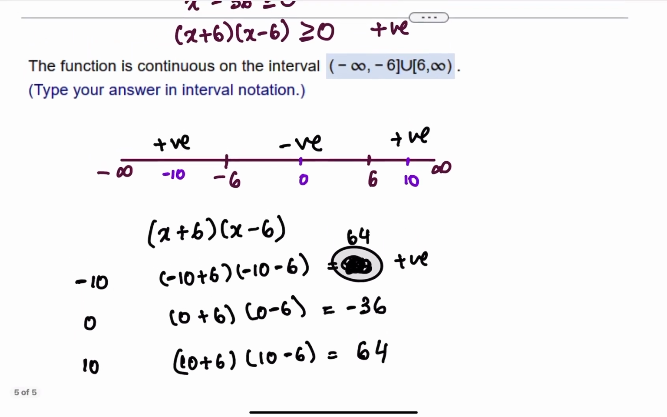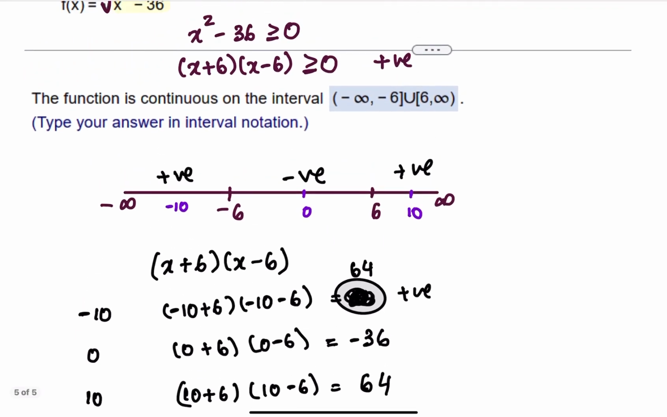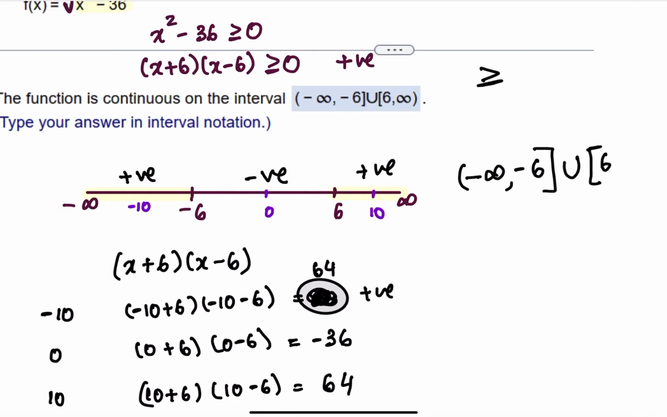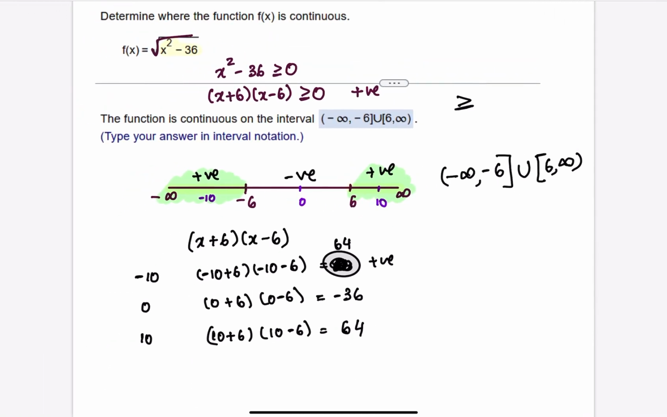Now what I know is, remember I'm looking for greater than. So this is positive and this is positive. And what are they? That is negative infinity to negative 6. Now should I put a bracket or a parenthesis? It's a bracket because it's greater than or equal to. Bracket, or 6 to infinity. Remember the areas that you are looking for are these. Hope this helps.